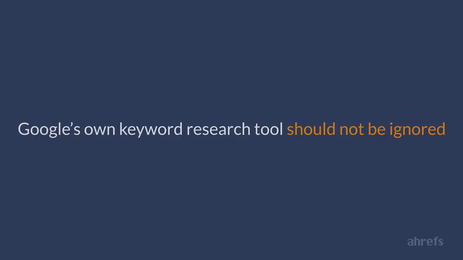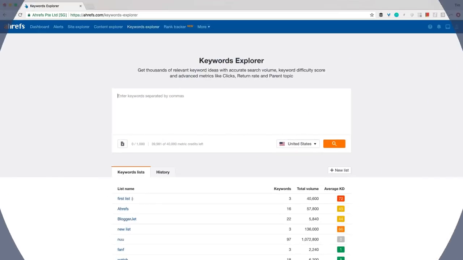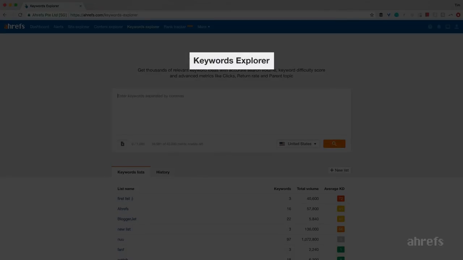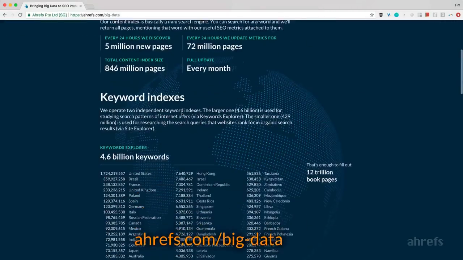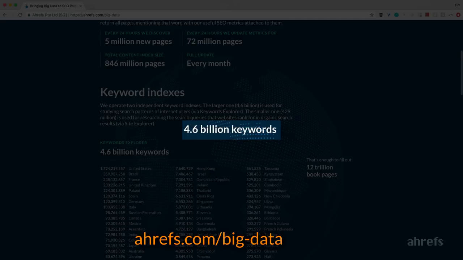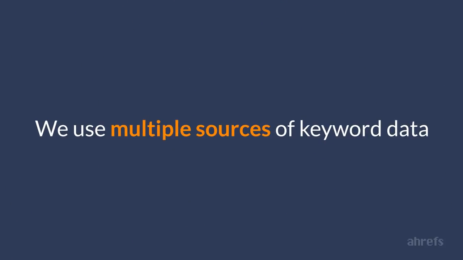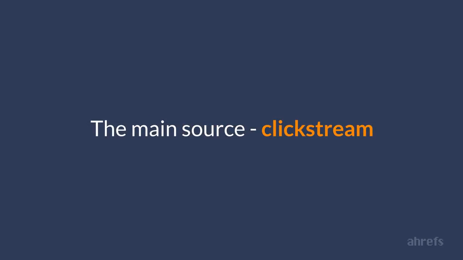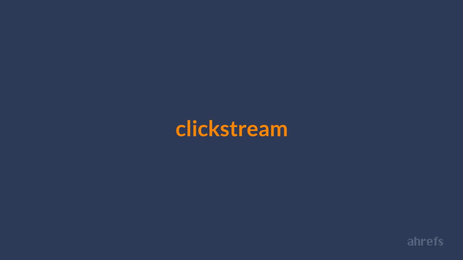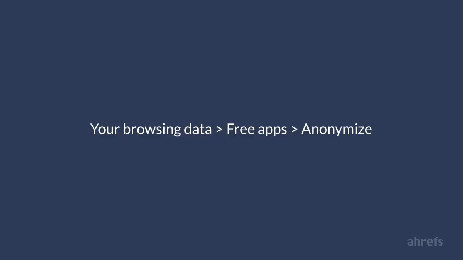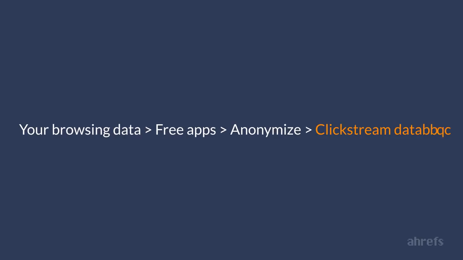And finally, let's look at the keyword research tool that we have in Ahrefs. It's called Keywords Explorer and it runs on a monstrous database of 4.6 billion search queries. We use multiple sources of data to collect a database of this size, but the main one is Clickstream. In short, Clickstream data comes from a large group of mostly free apps that you install on your computer and give them permission to collect your browsing data, anonymize it and aggregate into a huge Clickstream database.